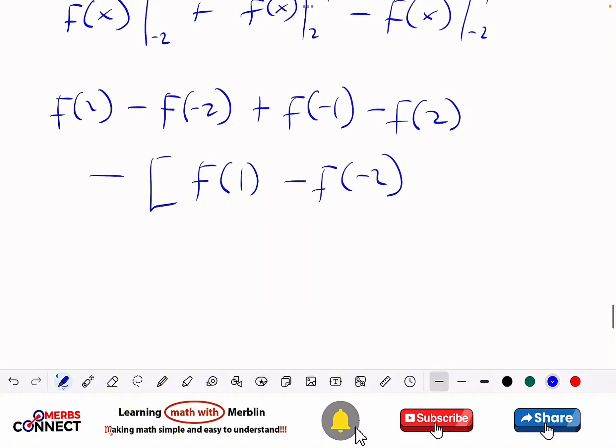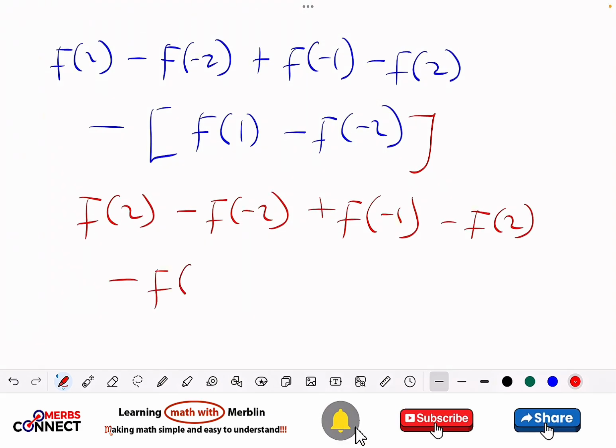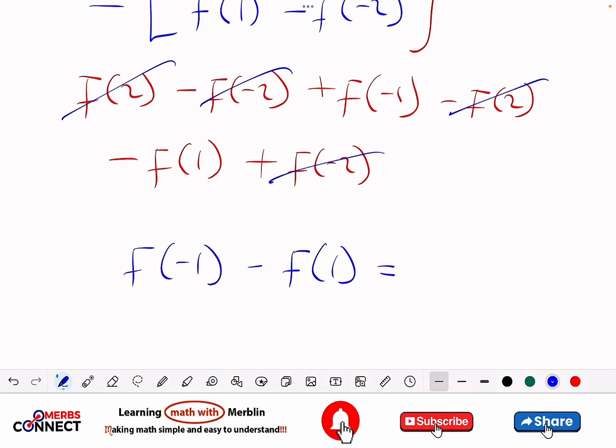So let's try and simplify this. Big F of 2 minus big F of minus 2 plus big F of minus 1 minus big F of 2. Multiply the 2 by minus and have this plus this. So you see that we can cancel some of the functions out. This and this will cancel, and then this and this too will cancel. So we are left with big F of minus 1 minus big F of 1. And this is the same as big F of x from 1 to minus 1.